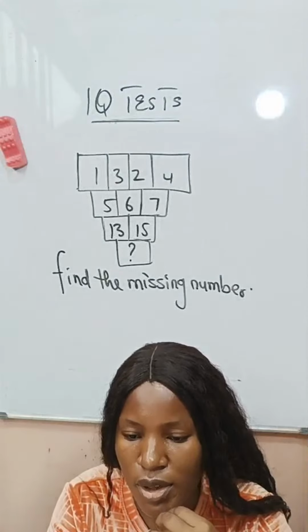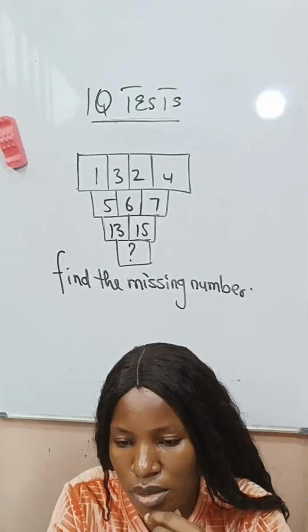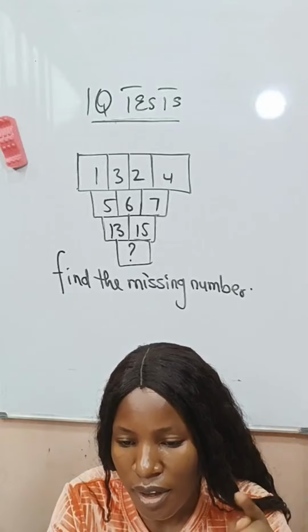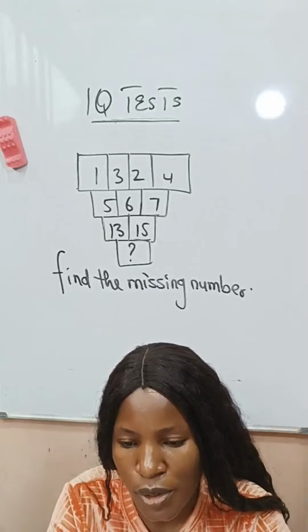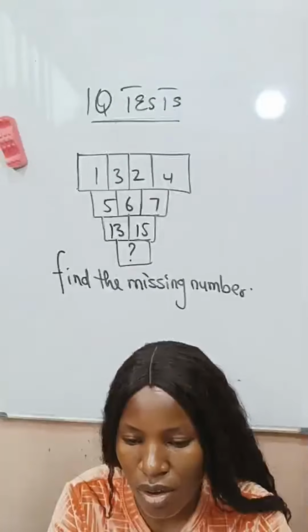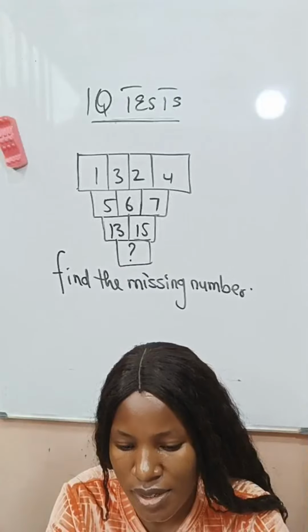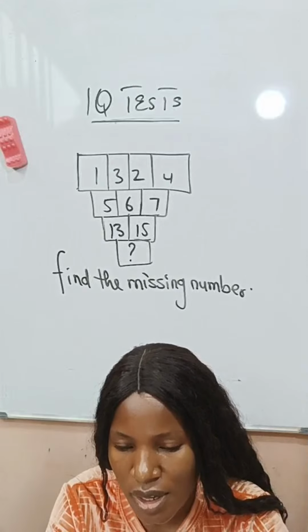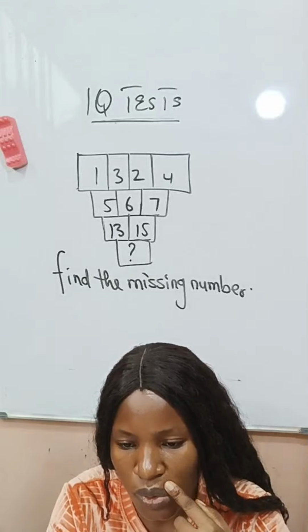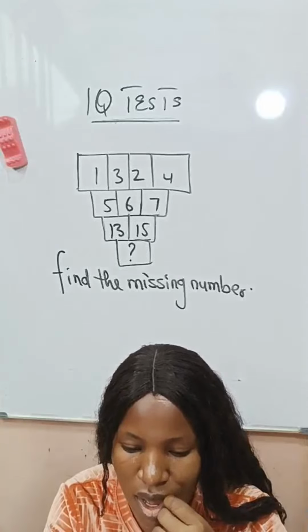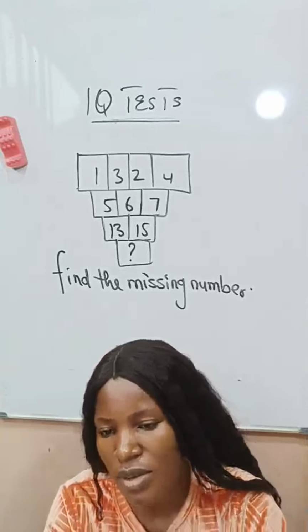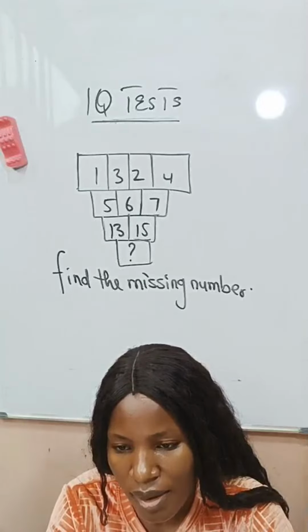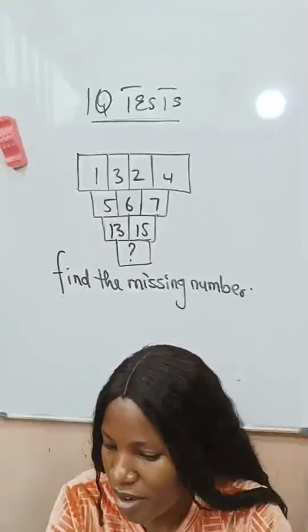So we are asked to find the missing number. Option A. Okay, no options. In the first row, we have 1, 3, 2, 4. In the second row, we have 5, 6, 7. In the third row, we have 13, 15. And in the fourth row, the number is missing. So Vel says 31. Oops, okay. So taking 31 as your final answer.